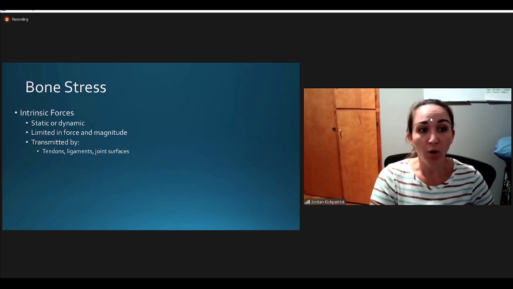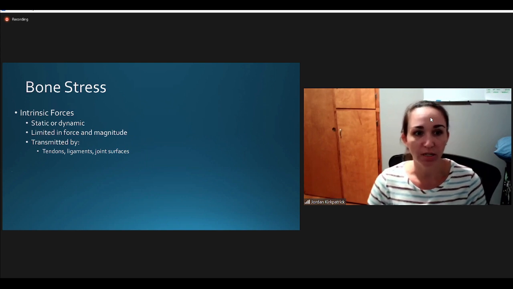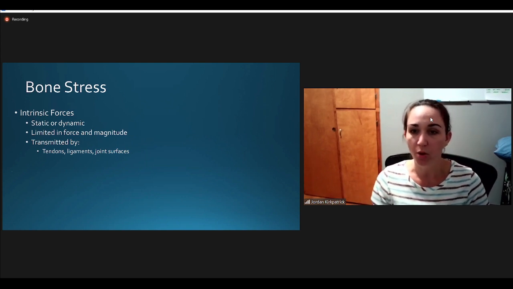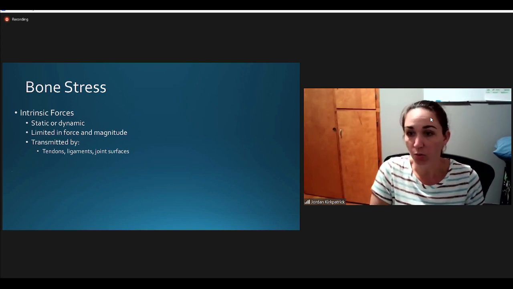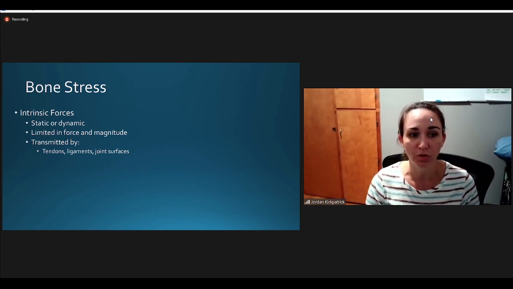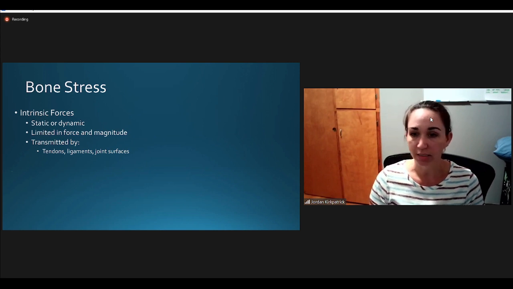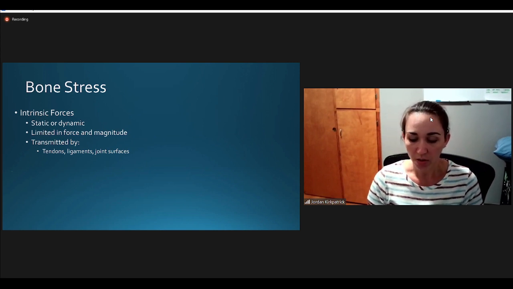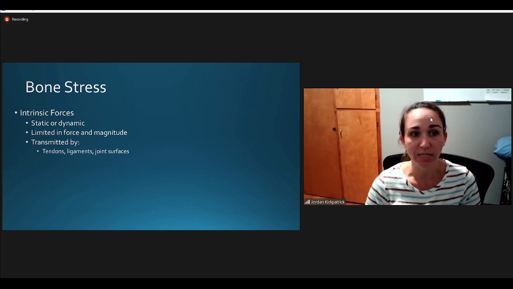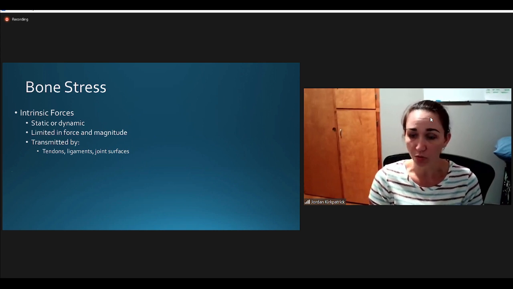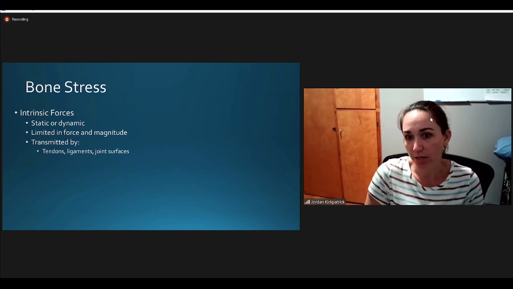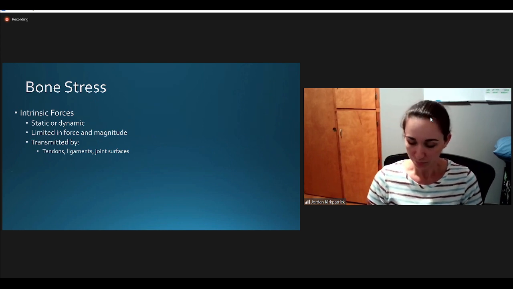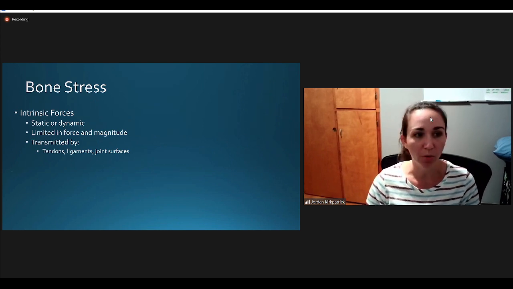So bone stress, there's what we call intrinsic forces, which are forces just within the bone and the surrounding tissue. They're limited in force and magnitude because it's what's in the body. And most of these forces are from the tendons, ligaments, and joint surfaces. So they just are what they are. They can be static or dynamic because as you move, the forces change. When I'm standing on my right leg, there's more force on it than on my left leg because I'm not standing on it, and vice versa. So that's the static dynamic component.